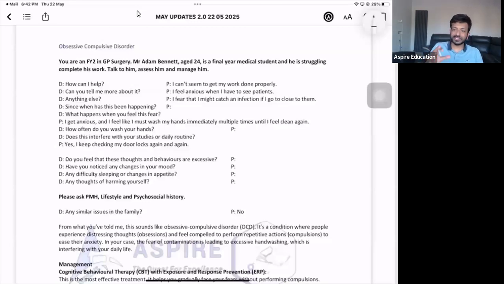So they keep on changing the presenting complaint, but how can I help? So patient says sometimes I can't seem to get my work done properly. I feel anxious when I have to see the patients. And I have a fear that I might catch this infection if I go close to them.